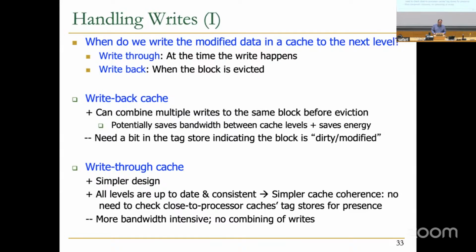A write through cache is bad for bandwidth, because it consumes more bandwidth. It is more bandwidth intensive. There is no combining of writes. So for every write, you also update the other levels. You need to send and consume a lot of bandwidth, and at the same time, you also consume a lot of energy for doing that.